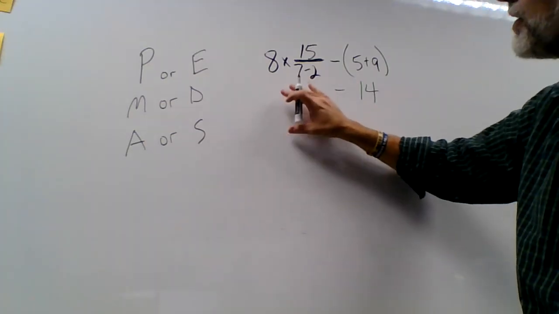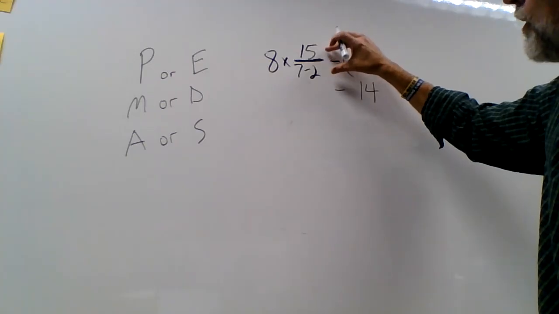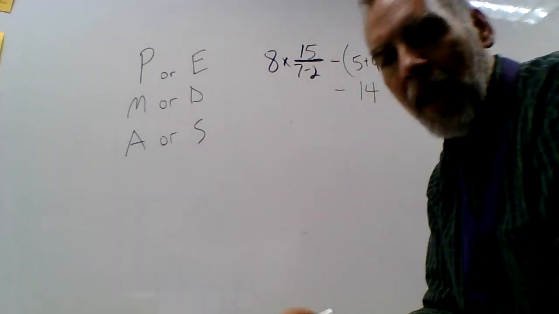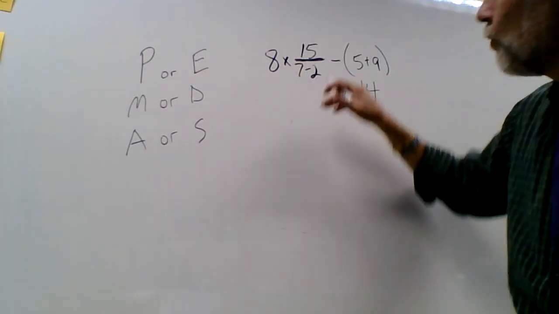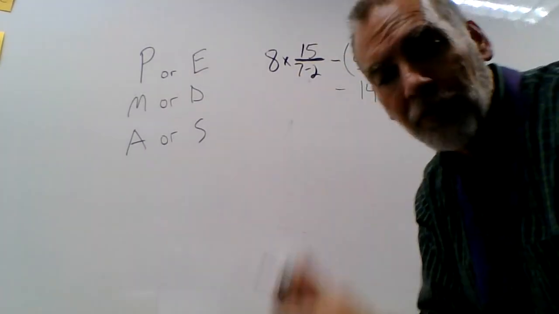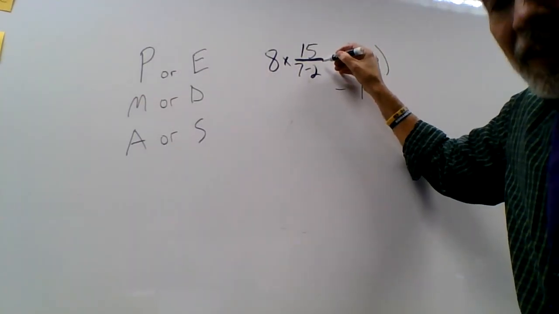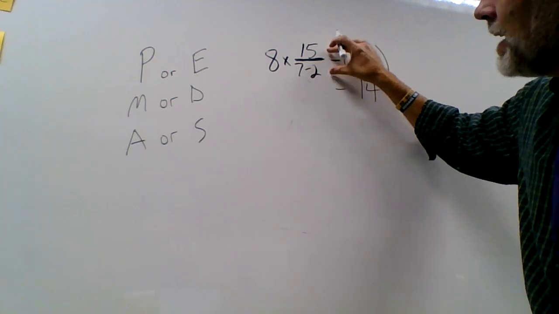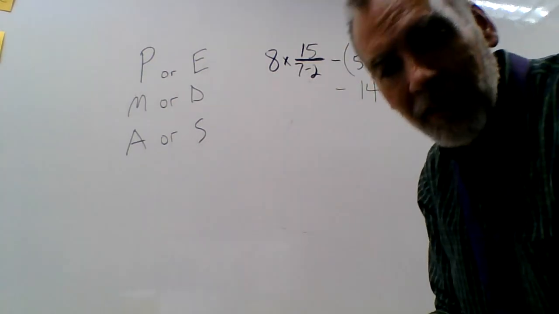Now, here's where it gets a little complicated. We have 8 times, and then it looks like a fraction, 15 over 7 minus 2. Well, you've learned fractions a long time ago, sixth graders. What does a fraction bar mean in a fraction? Well, hopefully you know that means division. What this actually means is 15 divided by 7 minus 2.